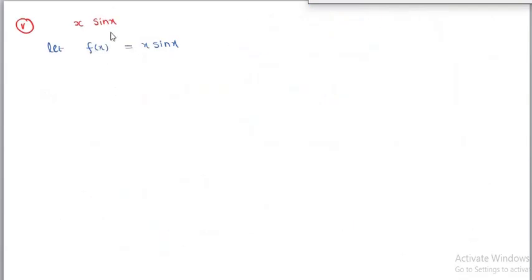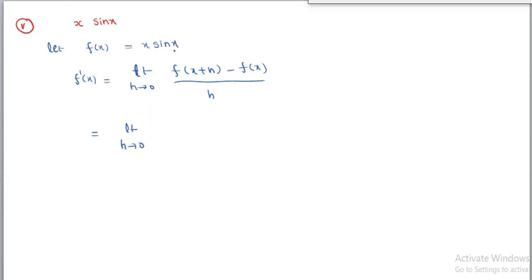Next problem, x sin x. Let f(x) equal to x sin x. By first principle, f'(x) equals limit h tends to 0, [f(x+h) - f(x)]/h. You have applied only f of x. So x sin x is written as (x+h) sin(x+h) minus x sin x, by h.